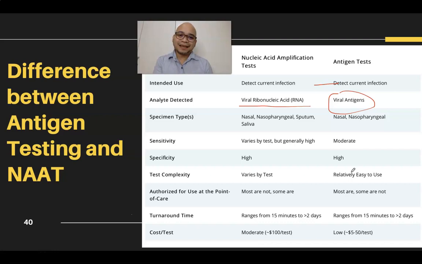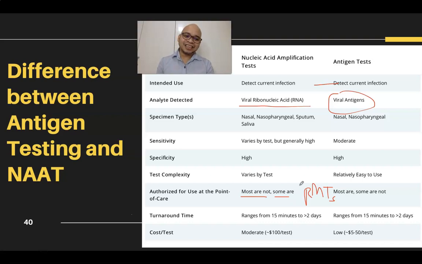Who can perform NAAT? Most are not, some are. I should say that in the Philippines, it should be RMPs for both. Okay. I'm not sure with the other countries, but in the Philippines, it should be RMPs. Turnaround time, 15 minutes up to 2 days, more than 2 days. But the same thing for antigen testing. Of course, it depends on the capacity of the lab and the workload in the lab.